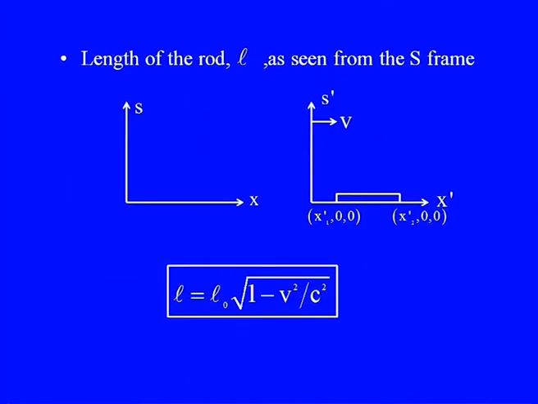So that's the result that we got. If you see the length of this rod from the S frame, remember that the rod is at rest in the S prime frame, which is moving with a certain uniform velocity v. Then the length that you're going to see in the S frame is L0 times the root of 1 minus v square by c square. So obviously, L is less than L0. The length of a moving object appears to be shortened as compared to the measured length in its rest frame.